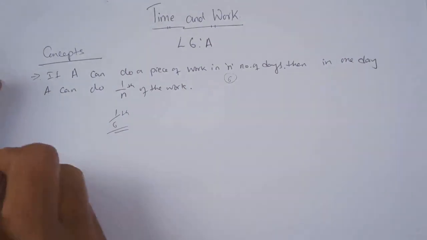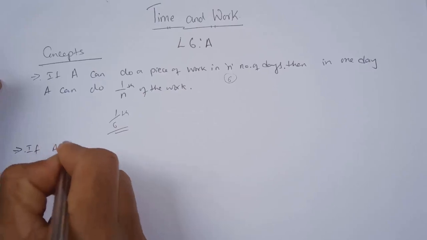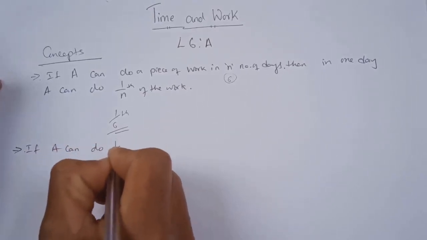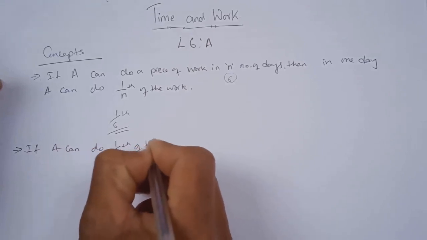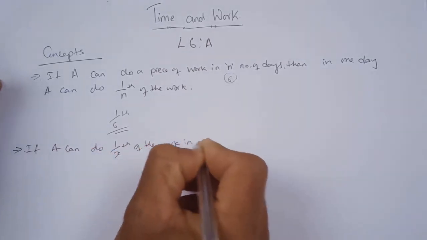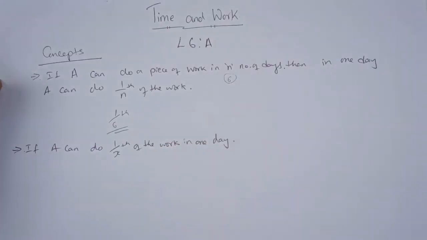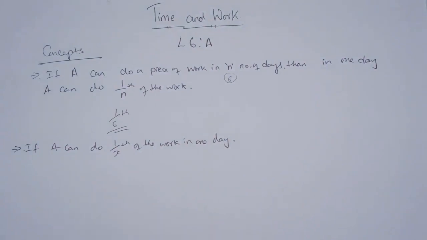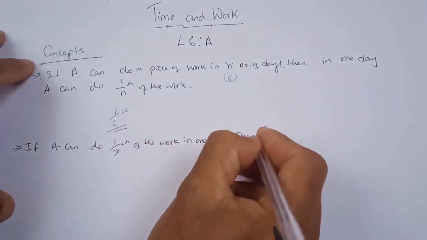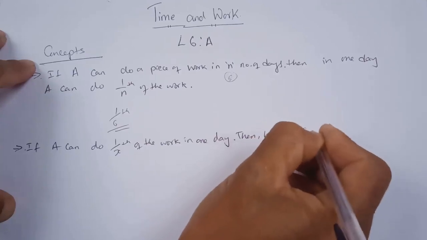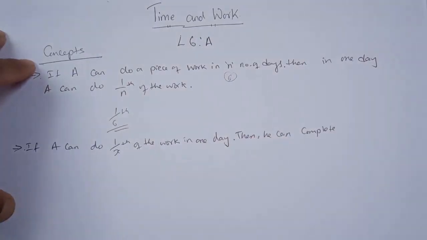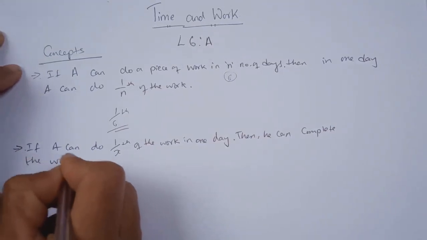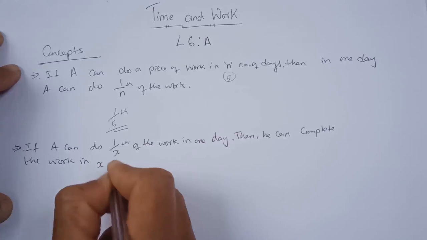The second concept: if A can do 1 by x of the work in one day, like 1 by 6 of the work in one day, then he can complete the work in x days.